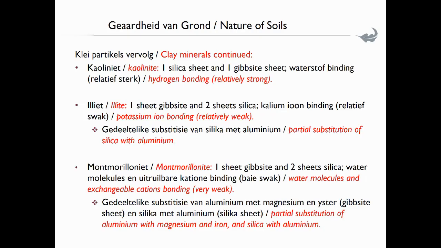So kaolinite, as mentioned, is one silica sheet and one gibbsite sheet, with strong hydrogen bonding. Illite is one sheet gibbsite and two sheets silica, and it has a relatively weak potassium bonding, and you have now partial substitution of silica with aluminium. Montmorillonite, again, one sheet gibbsite and two sheets silica, but it's water molecules and exchangeable cations that form the bonding, so it's very weak and it can therefore expand. And also with montmorillonite, you have partial substitution of aluminium with magnesium and iron, and silica with aluminium.